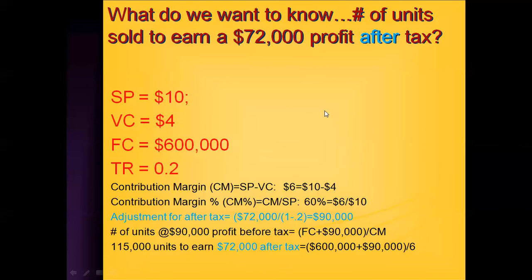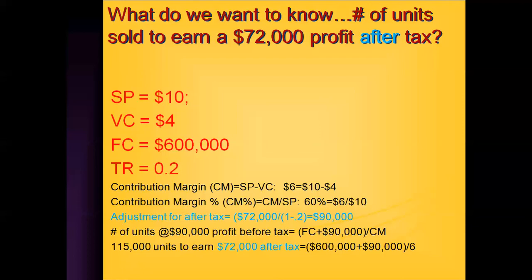Okay, so if we move to the next slide, we're going to make this particular question a little more complicated. If you own a business and you are profitable, you will pay taxes, which is to some extent an additional cost. So if you want to take home $72,000 at the end of the day, after your taxes have been removed, what do the calculations look like?